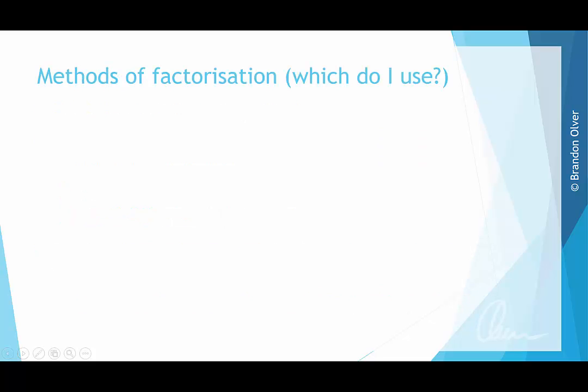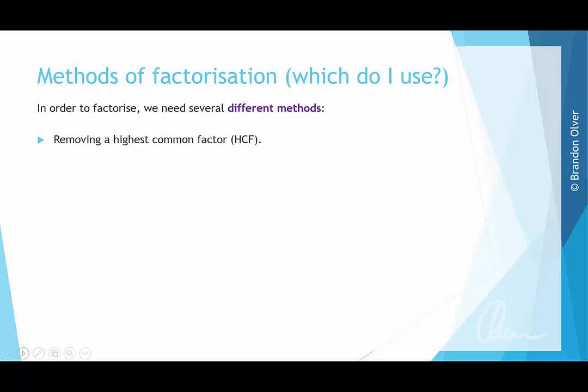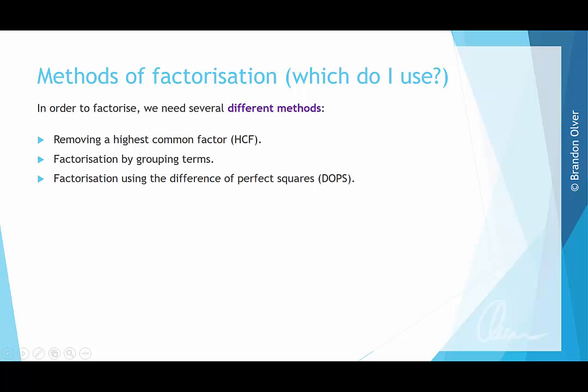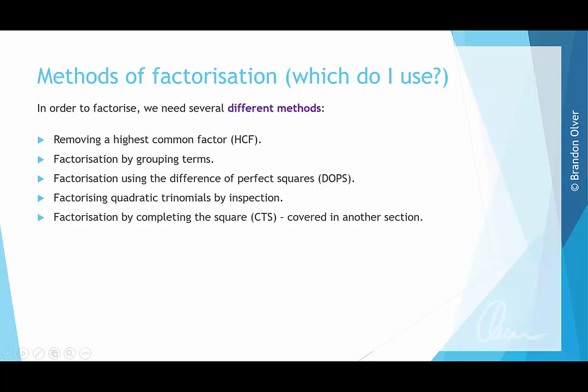So one of the big questions is, which method of factorisation do you use? In order to factorise, we need several different methods. We can remove a highest common factor. We can factorise by grouping terms together. We can factorise by using the difference of perfect squares. We can factorise quadratic trinomials by inspection. We can factorise by completing the square, which we will cover in another section.